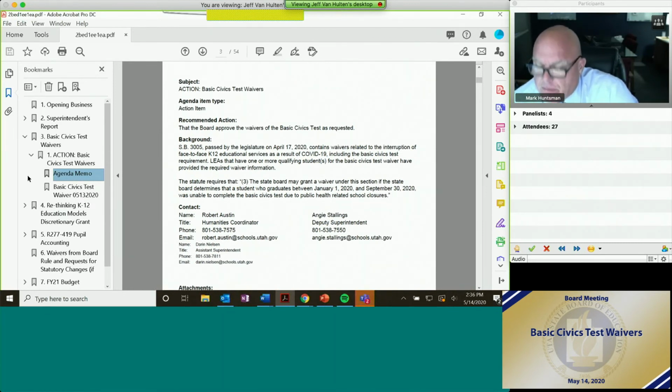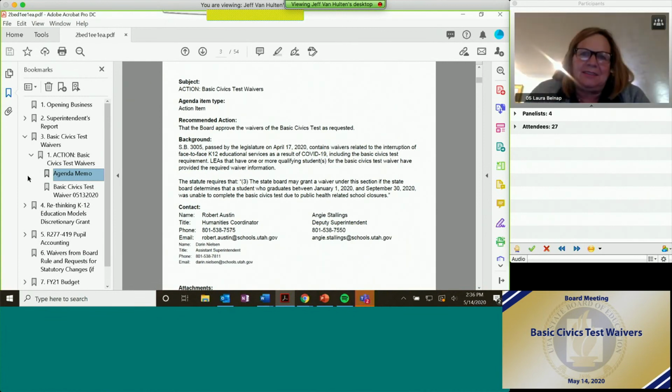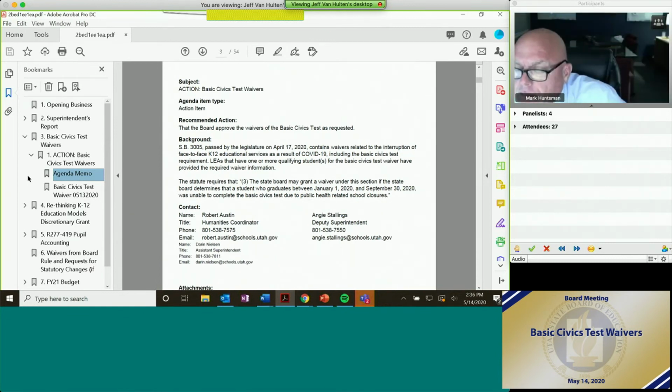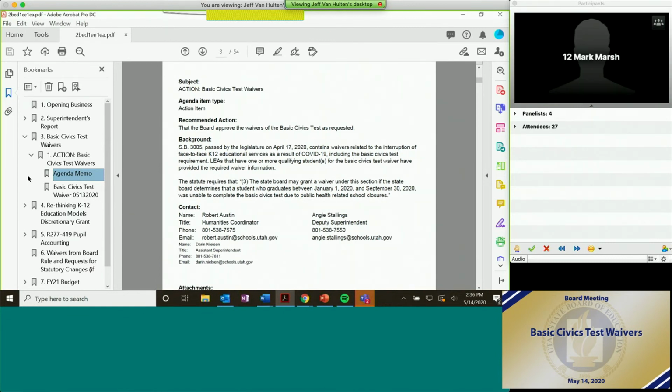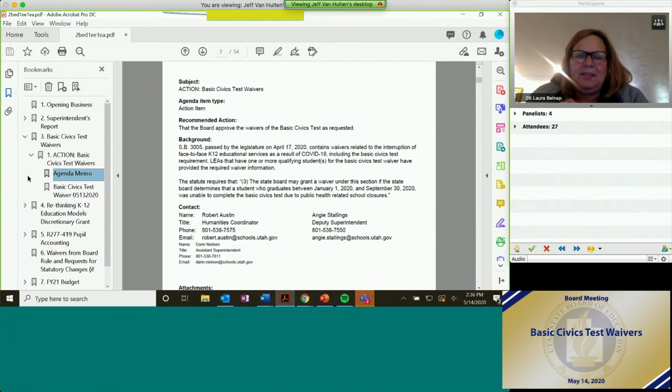I'd like to make a motion that we approve the waivers of the basic civics test as requested, and I'd like to speak to that. Okay, we have a motion. Do we have a second? I second that. Board Member Marsh, do you want to speak to your motion? Yes, please. The only thing I wanted to say is that there's no ability to waive this basic civics test other than in this pandemic. Thank you.